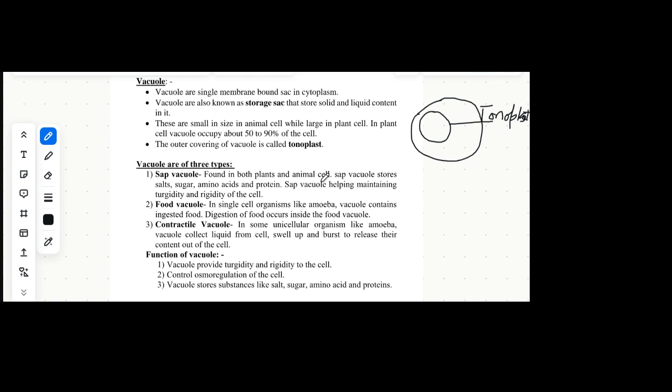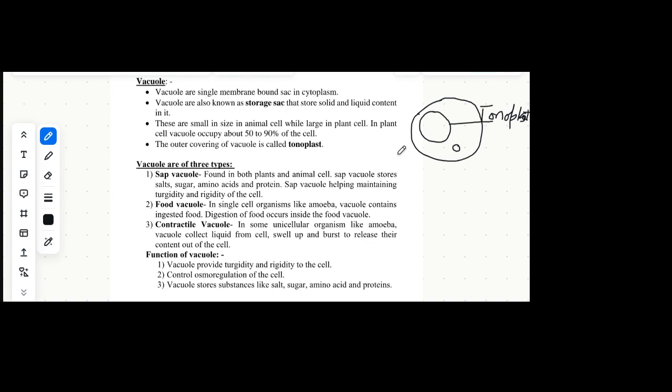In plant cell, the size of vacuole is large as compared to the animal cell, and due to this, in plant cell, the nucleus is present in the periphery. Periphery means on the side, right? While in animal cell, it is small in size.